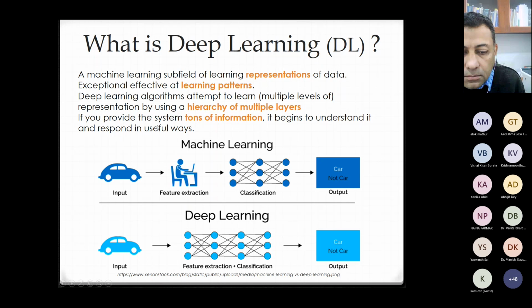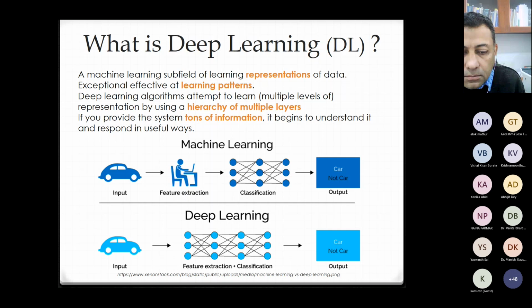Okay. So we can say machine learning is a subfield of learning. Machine learning, subfield of learning, representation of the data. First of all, we can code it as an efficient learning pattern. Okay. We have to do it in an exponentially efficient manner. Exponentially means once you require it, it will be exponentially efficient. We can learn the patterns. Patterns will come and we can apply the things.